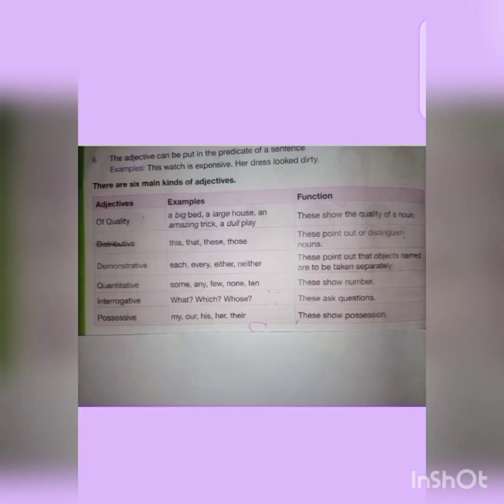There are 6 main kinds of adjectives. This column shows the kinds of adjectives. Here we have examples of those adjectives, and in this column we have functions of those adjectives. Adjectives of quality show the quality of a noun, like a big bed, a large house, an amazing trick, a dull play. Adjectives describe nouns, and through all of these examples you will learn how they do so.